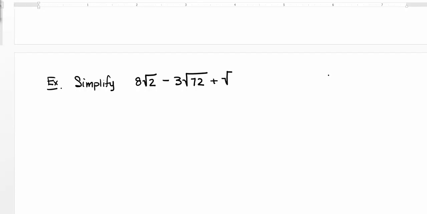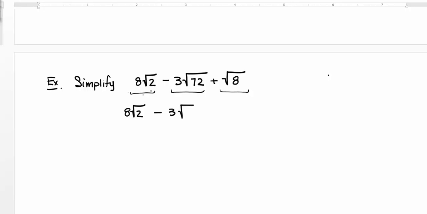So far we've been working with 2 terms. We could also add or subtract 3 terms. So let's try, as an example, I have, simplify, 8 times the square root of 2 minus 3 times the square root of 72 plus the square root of 8. Again, I have 3 different pieces of this expression that I can break down. This one, 8 times the square root of 2, is done. There's no perfect square factor in there. I can't do anything else with that, so I'm just going to rewrite 8 times the square root of 2.